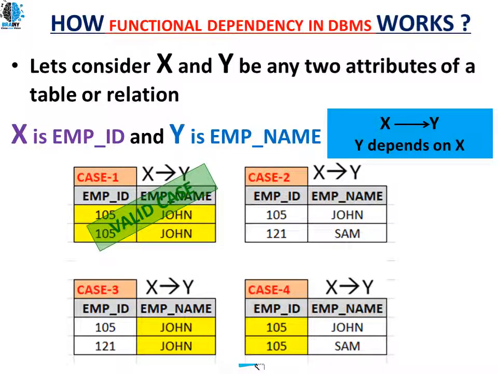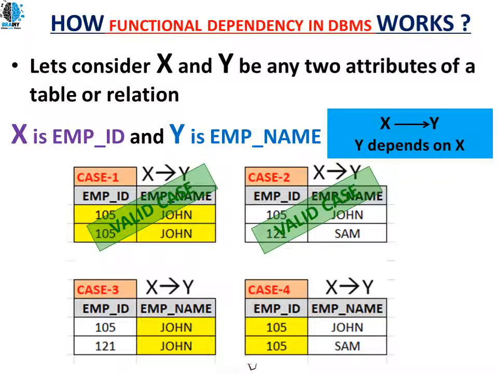Let's consider the next case, case 2. Here I have employee ID and employee name. Employee IDs are different, and employee names are also different. So I can easily identify the different employees with respect to employee ID. So this case is also valid.